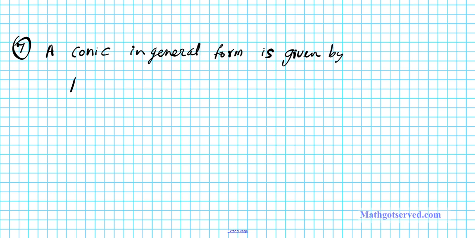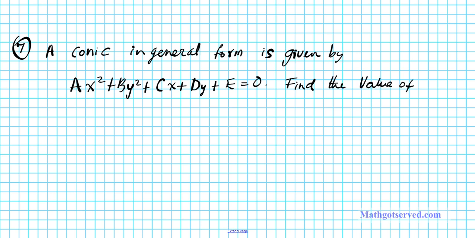we know what the form of the equation of a conic in general form is, ax squared plus by squared plus cx plus dy plus e equals 0. Okay? Find the value of big B for the conic below.